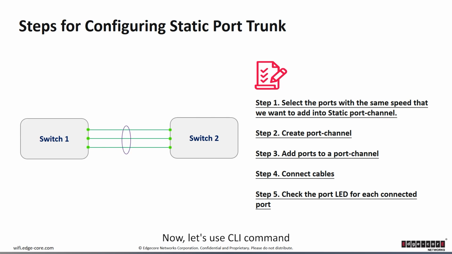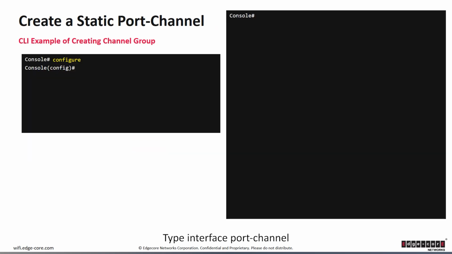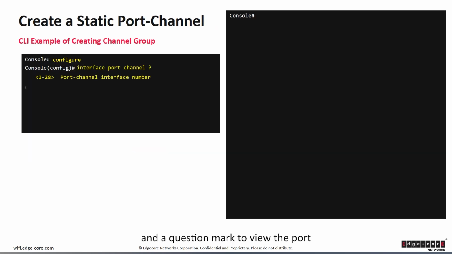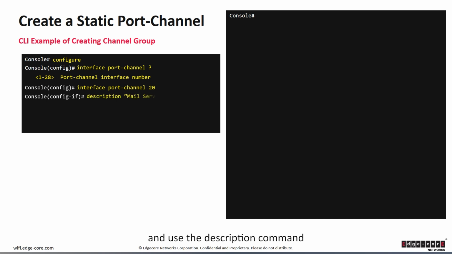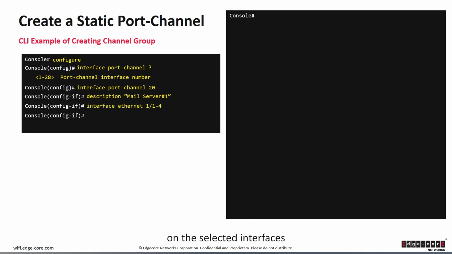Now, let's use CLI command to create a static port channel. Type interface port channel and a question mark to view the port channel ID range, which is 1 to 28. This is the maximum number of port channels on this switch. Type interface port channel 20 to create port channel 20 and use the description command to specify the purpose of the port channel. Next, go to the interface configuration mode on the selected interfaces, such as port 1 to port 4, and assign the port channel group ID.